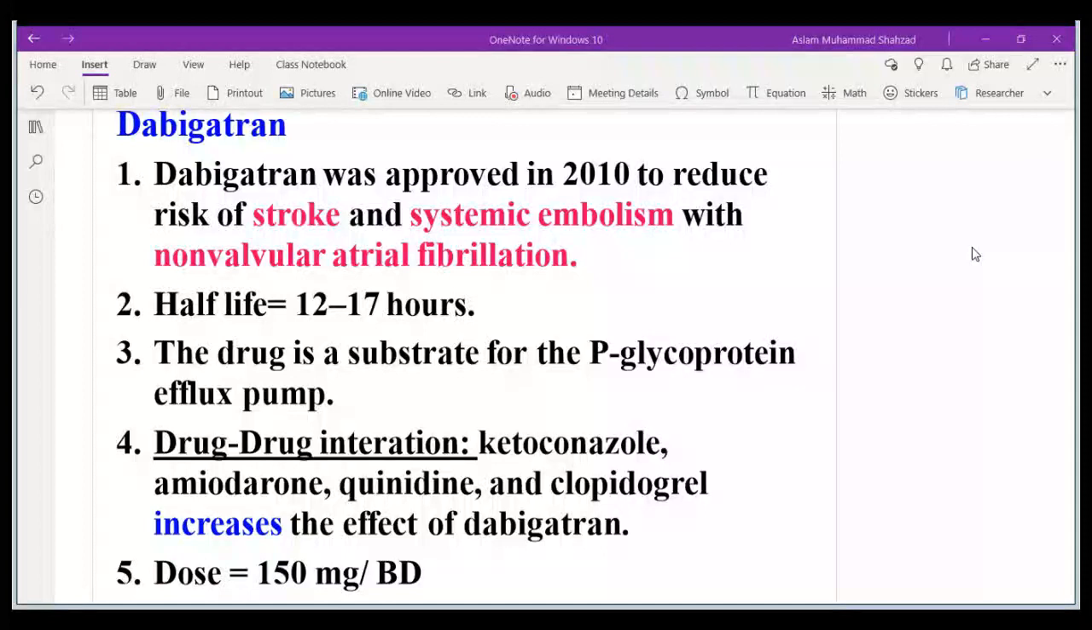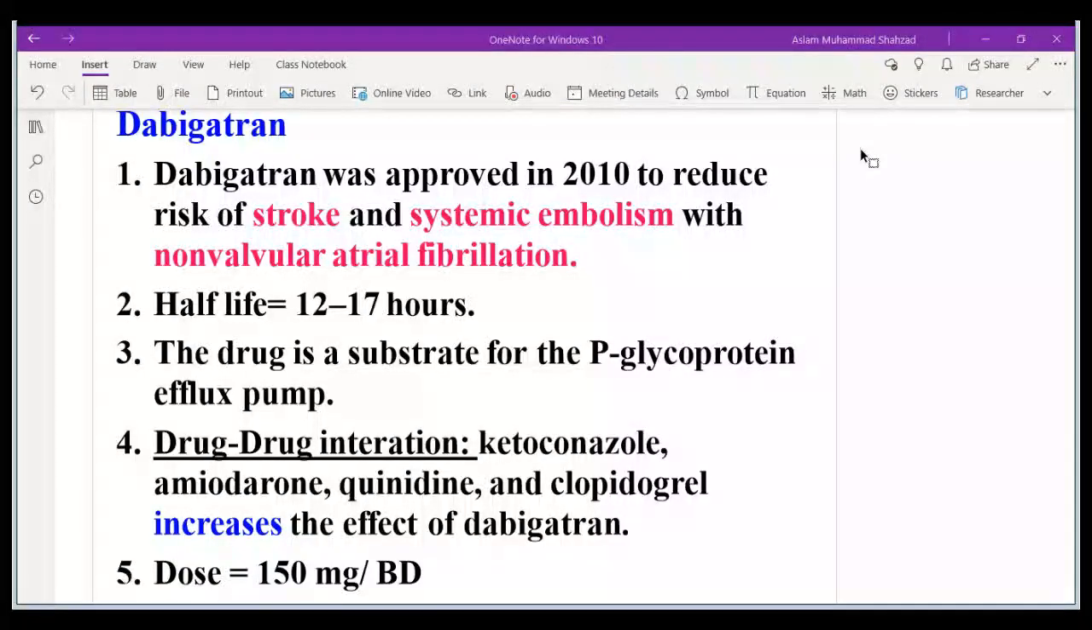I'm not going to go into the biochemistry again, as you are not familiar with it, but that's the mechanism. But there are drug-drug interactions, especially with ketoconazole, amiodarone, quinidine, and clopidogrel. Why? Because they increase the effect of dabigatran. So these drugs can increase the effect of this drug. Why does this occur? Because of P-glycoprotein.